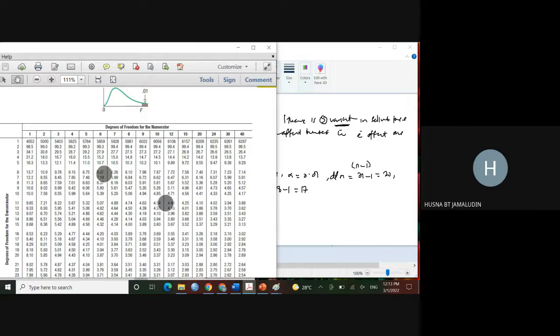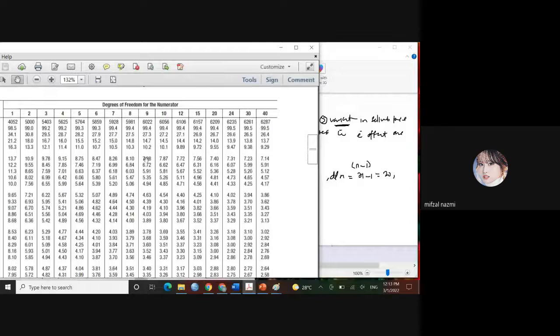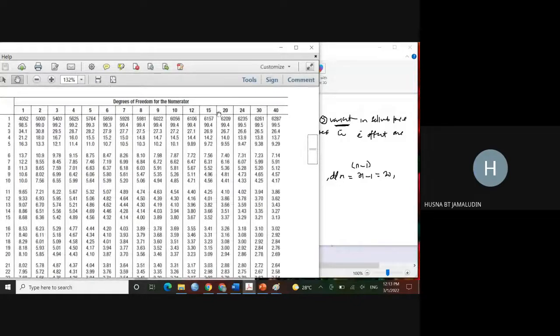3.16. Can you see that? Yes. Yes, hopefully. So this is 20, from numerator. Scroll down, you go to 17. 17, 3.16. Okay, so you have to look at two values, the top one and the left one. Okay, so 3.16.